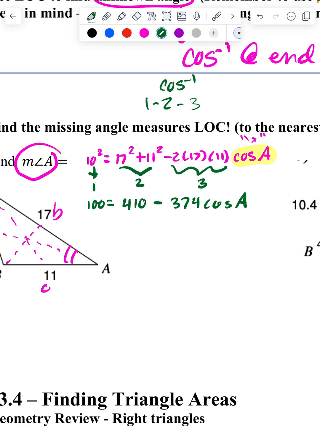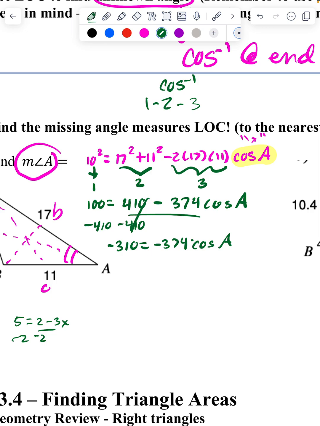Right now we have something sort of in the format of 5 equals 2 minus 3x. You would not be able to put the 2 and 3 together, so don't go putting these together. You would take away the 2 first, so here we take away the 410 first. That leaves me with negative 310 equals negative 374 times the cosine, and since that's multiplied by the cosine every time, you end up dividing. Your numbers will change each time, but your process will be the same every single time. Do this little waltz, one number, two numbers, three numbers, subtract the first guy, divide by the one that's attached.